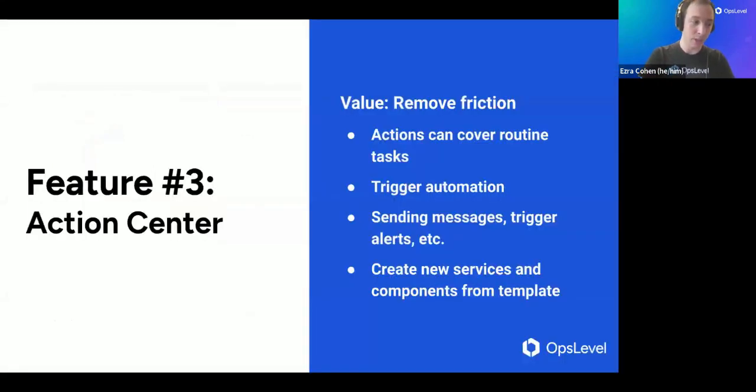Finally, our last feature here is the Action Center. So we talk about this in terms of developer self-service. What we're trying to do is remove friction. We want actions that can cover routine tasks. We can trigger automation of other workflows. We can send messages, trigger alerts, right? Create new services and components from templates.